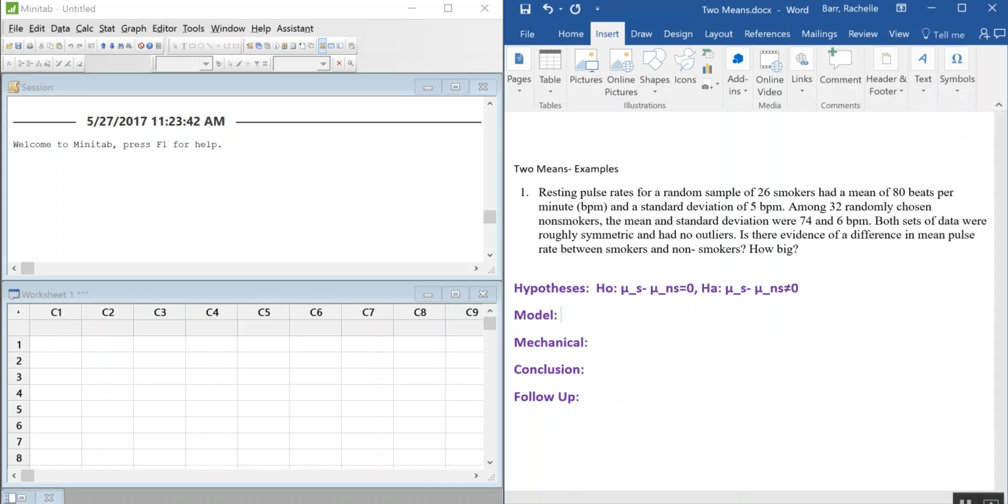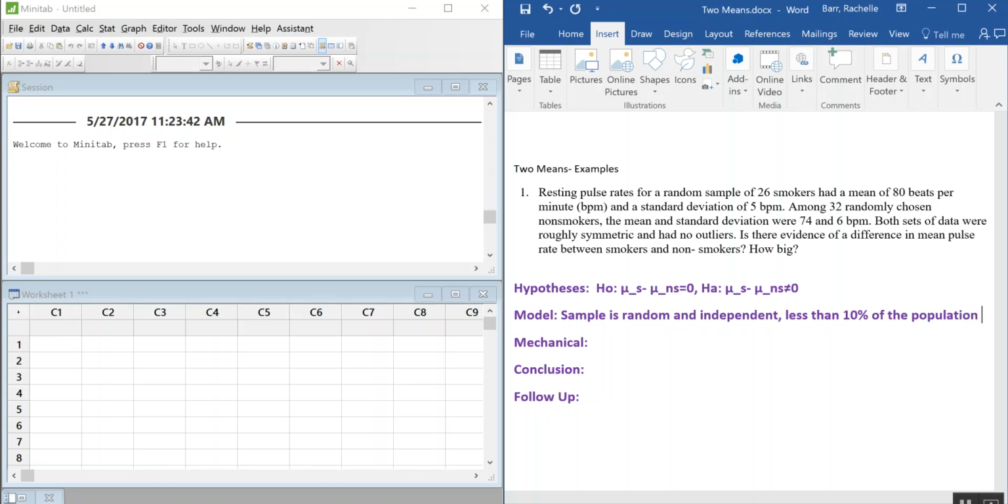Okay, let's check the model and whether or not it's reasonable. So we're told that the samples are random, so that's good. So we have randomness. Sample is random. And I believe that whether or not you have a smoker versus non-smoker is independent of whether or not you have another smoker versus non-smoker. So, independent. 26 people that smoke and 32 people that don't smoke is probably not more than 10% of the entire population of both those groups. So I know we meet the 10% condition. So less than 10% of the population.